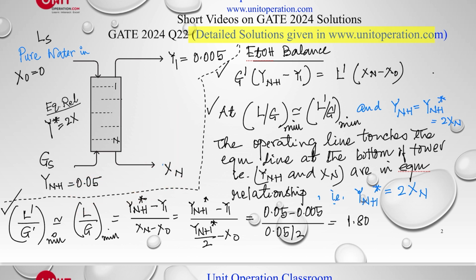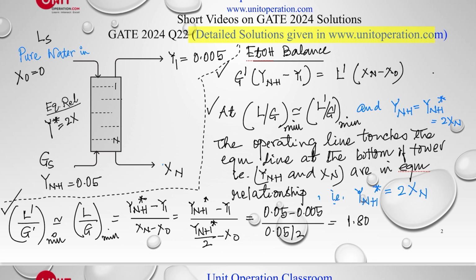That's when L over G minimum takes place. So in this relationship here, this will be, let's call this Yn+1 star, because this is in equilibrium with this one, minus Y1, divided by Xn minus X0. So this is Yn+1 star minus Y1, and in place of Xn, we replace this by the equilibrium relationship, which is this one right here. If we do the calculation, that is 1.80.